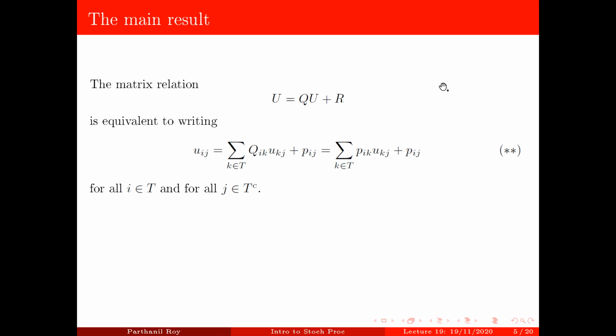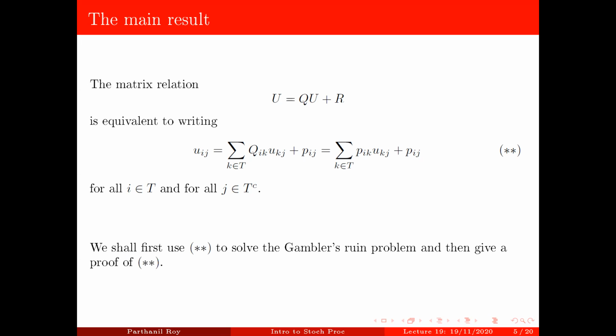So this relation we are going to call star-star. We are going to prove this relation later. We'll first use this to solve the gambler's ruin problem, as I've already mentioned. And of course, we'll prove this thing. So let's go back to the gambler's ruin problem. We had a discussion, we recalled it in the last lecture.